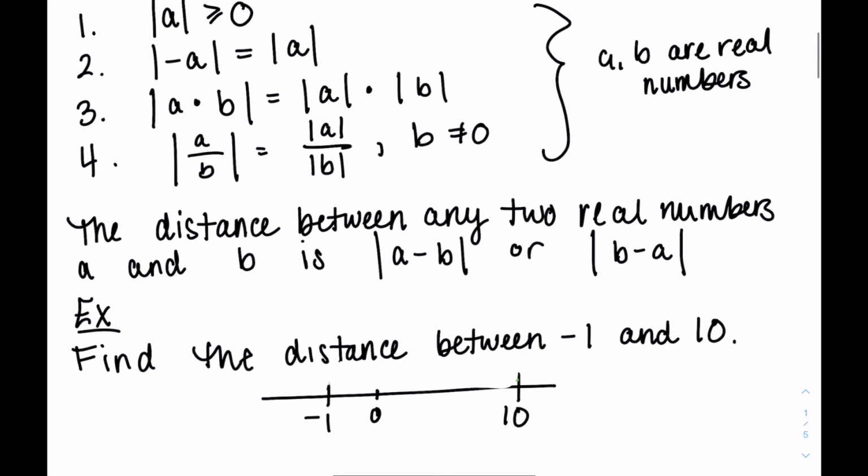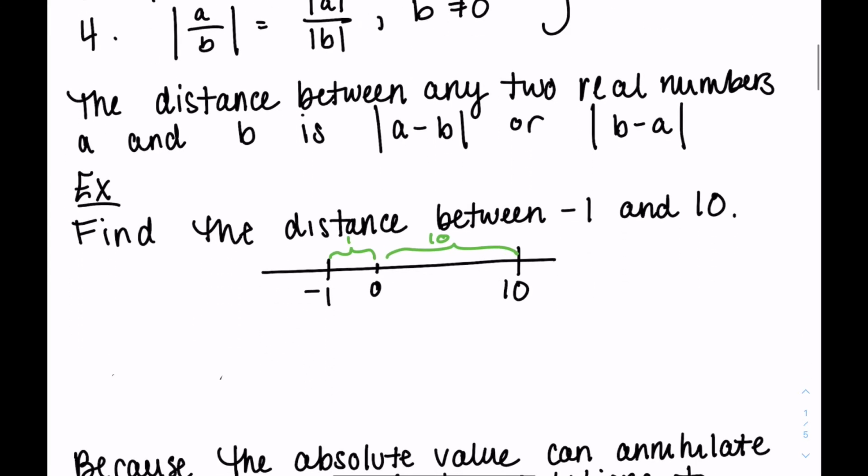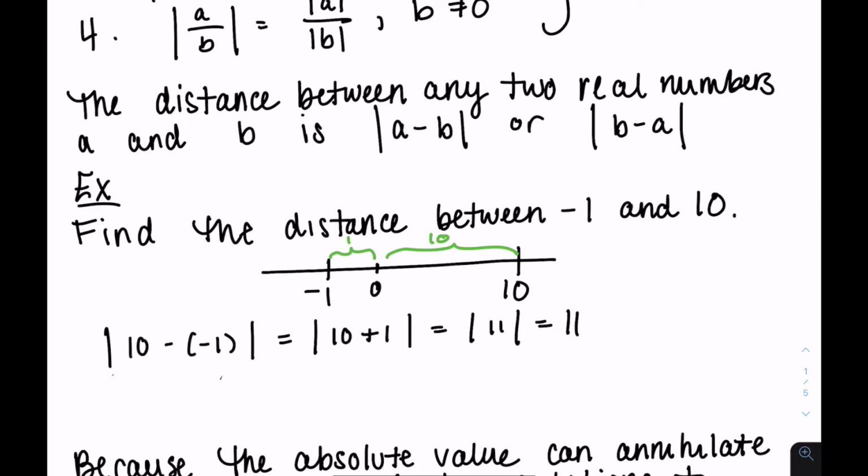So this actually is useful in finding the distance between two real numbers. So if you have two numbers on a number line, the distance is the absolute value of their difference. So if we look at the distance between -1 and 10, and we plot those, 0 falls right in the middle. The distance between -1 and 0 is 1. From 0 to 10, it's 10. So the total distance is 11. So regardless of which one I pick first, if you pick 10 and subtract -1, you get 11. If you pick -1 and subtract 10, it's -11. So then you take the absolute value, distance is going to be positive 11.